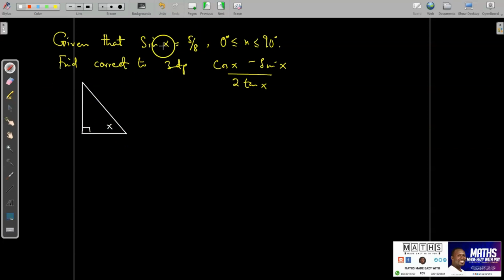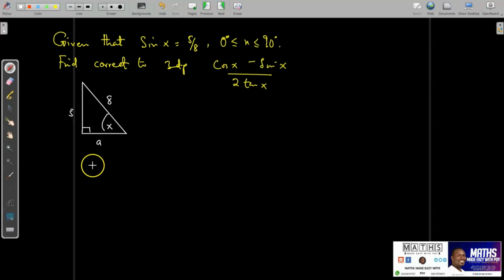What is the definition for sine of x? It is 5/8. The 5 is representing the opposite side of x. The 8 is representing the hypotenuse. So from this right-angled triangle, the hypotenuse is 8. Because cos needs the adjacent, and tan also needs the adjacent, I need to find the adjacent side. Let me call it A. How do I find A based on the information here?